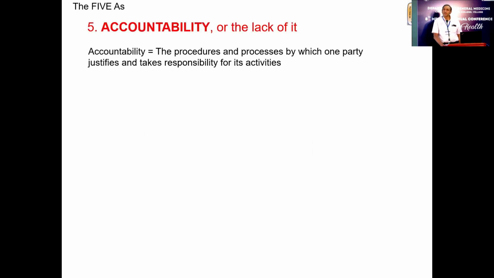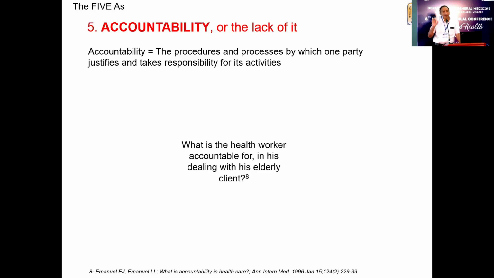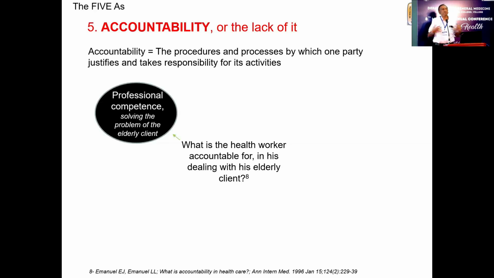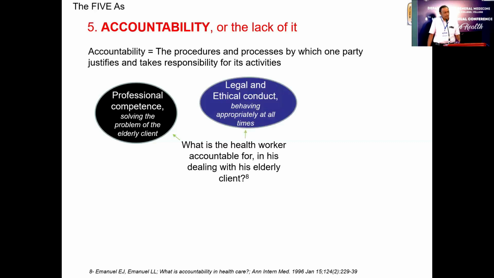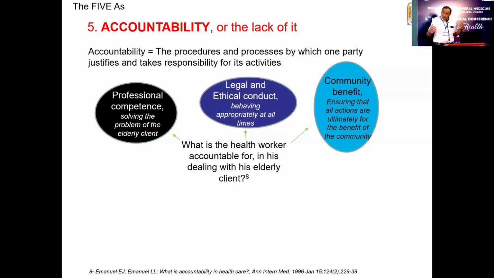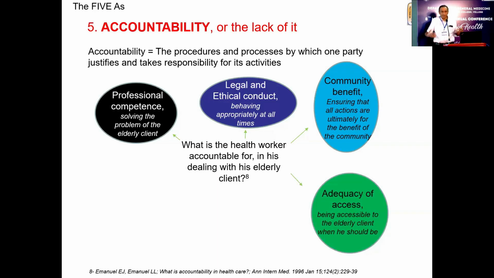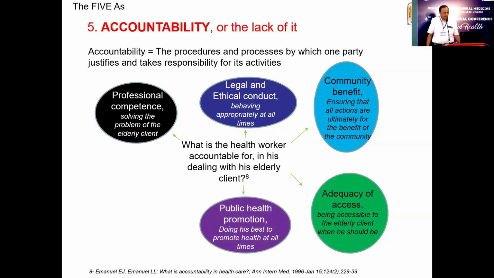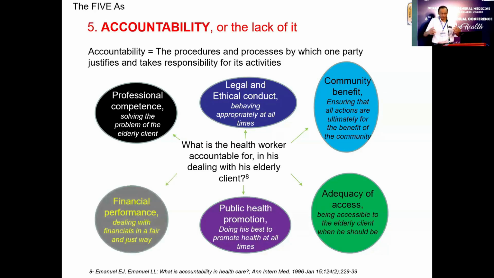And the fifth A is again what I call accountability, or the accountability crisis that we have. In fact, Ravi Dugal also mentioned it. Now, what is the health worker accountable for? If you think of a healthcare worker in the system, what is that healthcare worker accountable for? One, we believe that he should be accountable for professional competence, that is, solving the problem of the elderly person or the elderly client; legal and ethical conduct at all times, ensuring that whatever you do ultimately will benefit that population of people; adequacy of access, being accessible and available for your client when they require it; at all times promoting the health of that community; and being concerned about the cost of what you're doing.